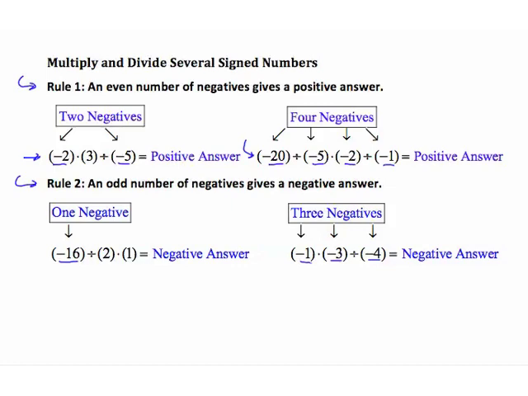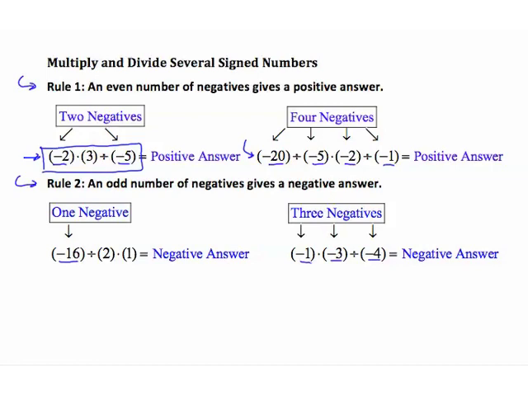Here's how this works. Basically, every time I take a pair of negatives and put them together, so for example up here in this problem, if I take this negative 2 and this negative 5, when I pair those up, that's going to give me a positive answer. And if you have an even number of negatives, all the negatives pair up and kind of cancel each other out and end up being positive. So that's why when we have an even number of negatives, we get a positive answer.